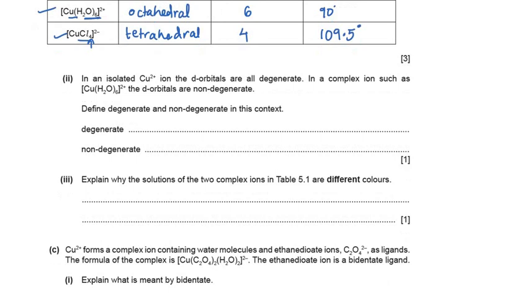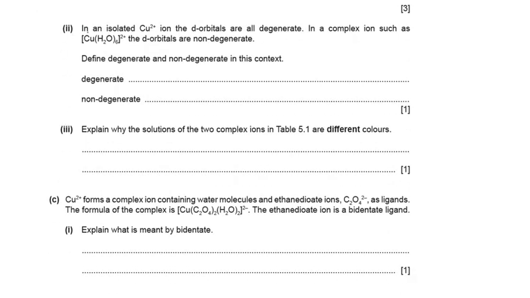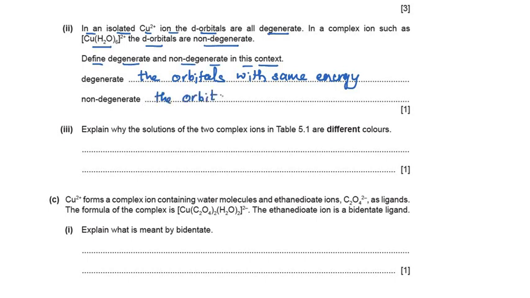That is also acceptable. Let's go ahead with the next part, where it says that in an isolated copper ion, the d orbitals are all degenerate. In a complex ion such as the copper aqua complex, the d orbitals are non-degenerate. Define degenerate and non-degenerate in this context. Now what is degenerate? They are the orbitals with the same energy. And in the same way non-degenerate are the orbitals with different energies. That is the definition in this context.